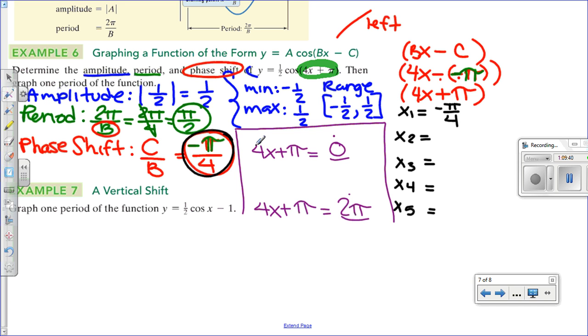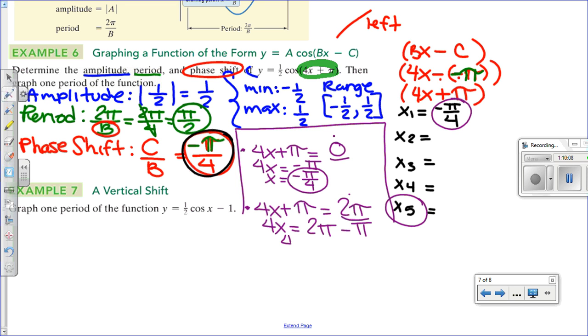So now what I'm going to do is solve for x. On the first equation, I will have 4x is equal to negative pi. Now if I solve for x, I need to divide by 4. So negative pi divided by 4. So that will be the number that I have here, for x1. Now, to find x5, I'm going to solve the second equation that I created, the one that ends at 2 pi. So this will be 4x is equal to 2 pi minus pi. So then 4x is equal to pi, divided by 4. So that will be my very last point.